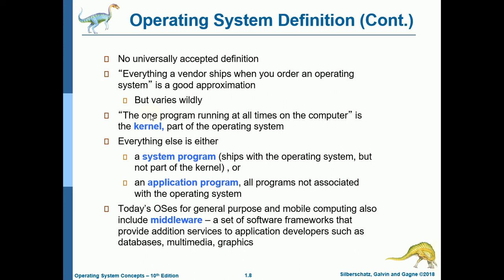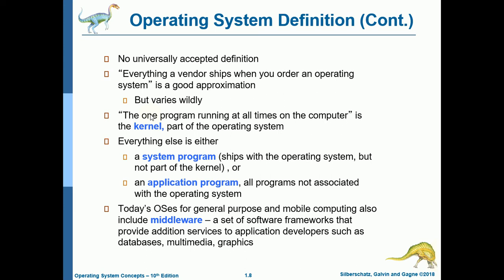So another definition: the one program running at all times on the computer is the kernel. Okay, kernel, it's not the food, not the kernel corn. It's just the term kernel. It is a part of the operating system that runs at all times on the computer. And then everything else is either a system program, which ships with the operating system but is not part of the kernel.